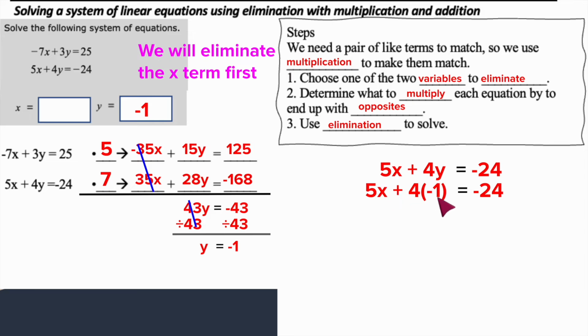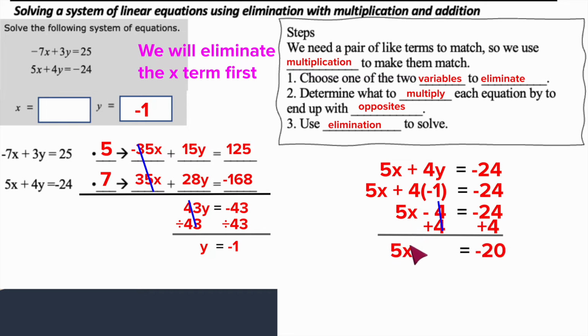So now I have 4 times -1, that gives me -4. So now I'm going to start getting x by itself. I'm going to add 4 to both sides. So I undo that -4, -4 plus 4 cancels out. So I have 5x equals -20.